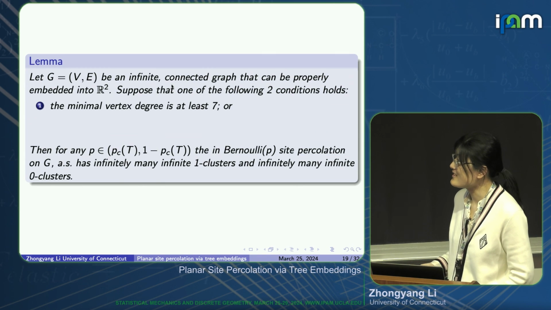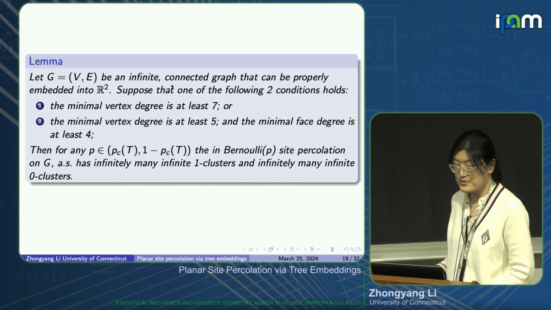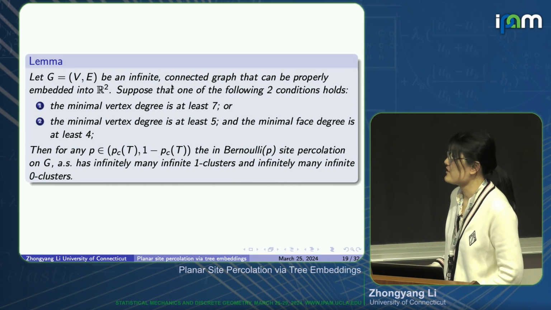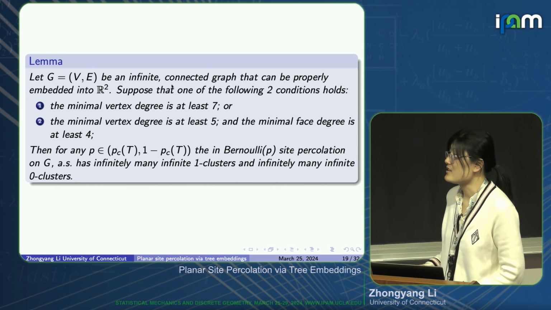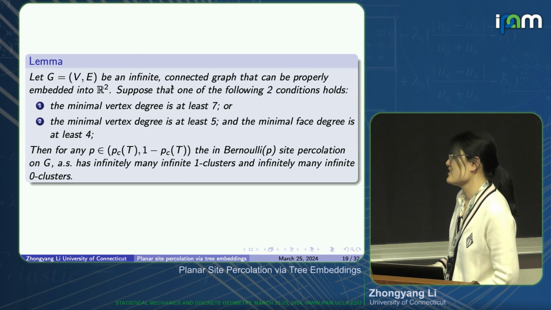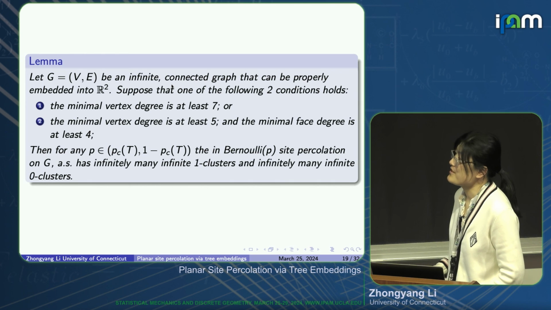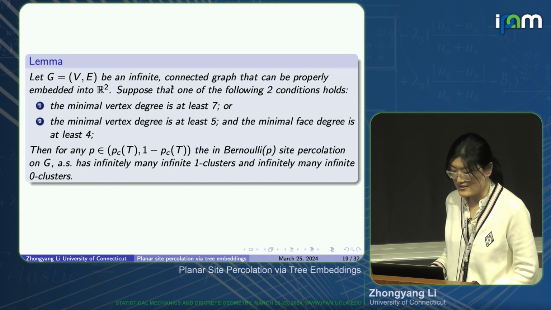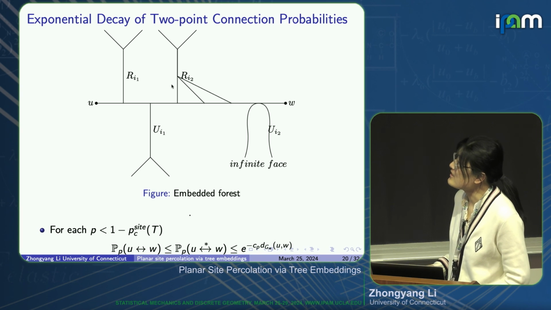Then it follows immediately that whenever p is between pc of this tree and 1 minus pc of the tree, there are infinitely many infinite 1 clusters, and also infinitely many infinite 0 clusters. However, this tree is a proper subgraph of G. That means pc of G is strictly less than pc of T. Then it remains to show that when p is between pc of G and pc of T, there are infinitely many infinite 1 clusters, and when p is between 1 minus pc of T and 1 minus pc of G, there are also infinitely many infinite 1 clusters.